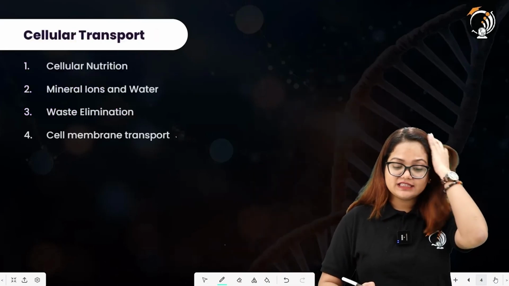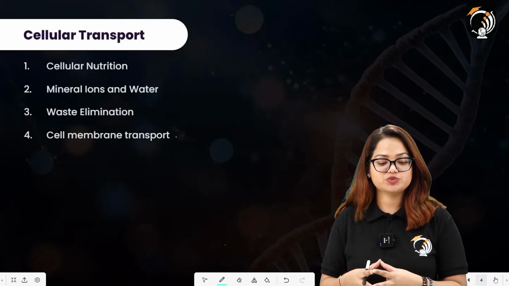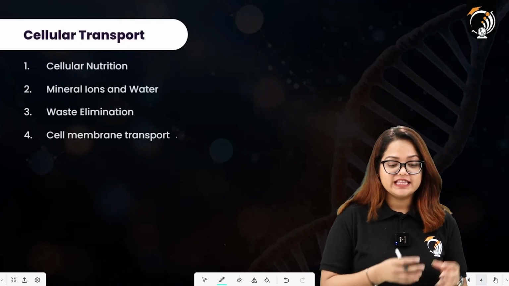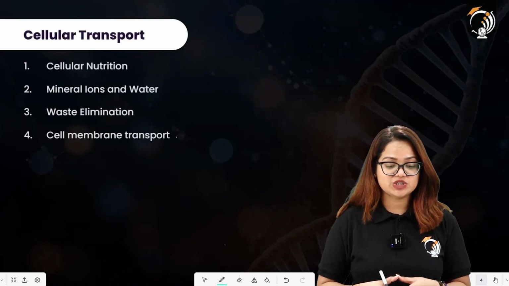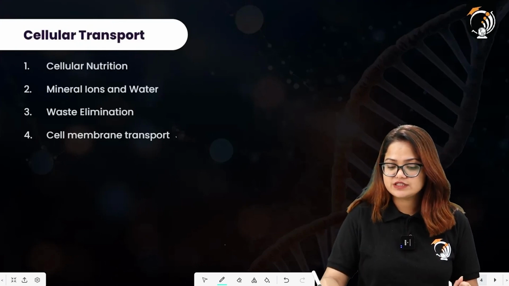So here we have the cellular transport. The cellular transport requires cellular nutrition to be performed, mineral ions and water to be transported across the cell. Then there must be waste elimination, and the cell membrane transport. So we are going to study about these in detail first.